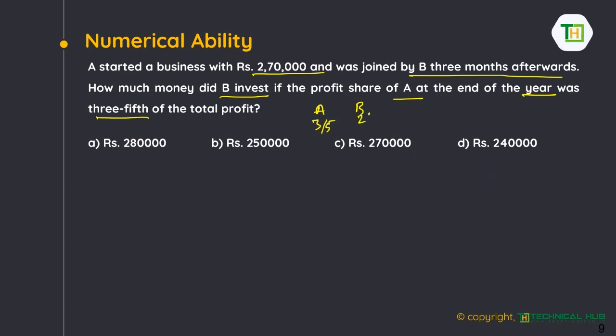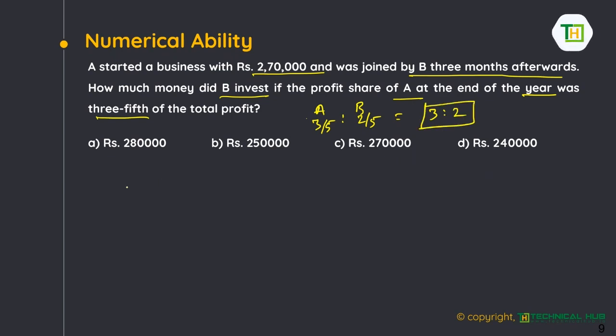Automatically, the remaining 2/5 is B's share only, right? There are two partners in total, A and B. A's profit is given as 3/5 of the total profit. Automatically, the remaining 2/5 of profit is for B only. So it is very easy to get the ratio of these two. The profit ratio, what is that? 3:2, the profit ratio of A and B.